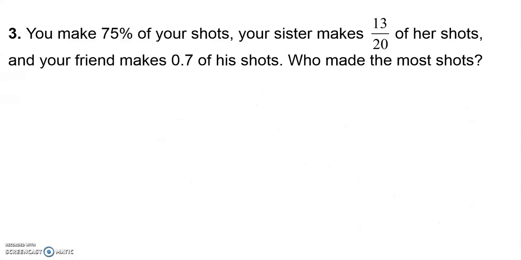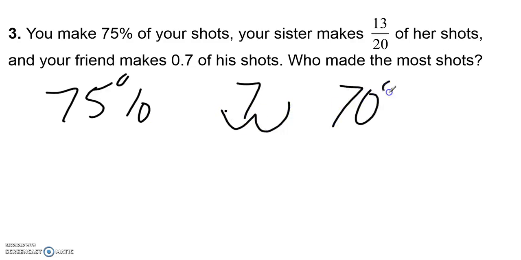Okay. You make 75% of your shots, your sister makes 13 over 20 of her shots, and your friend makes 0.7 of his shots. Who made the most? Okay, so you're 75%. Your friend is 0.7, which can be rewritten as 70%. So you are beating your friend. But let's see about your sister.